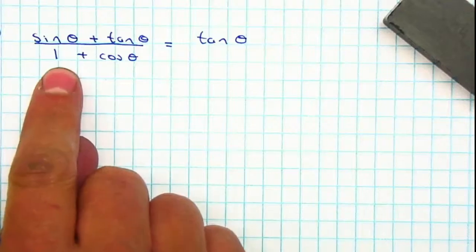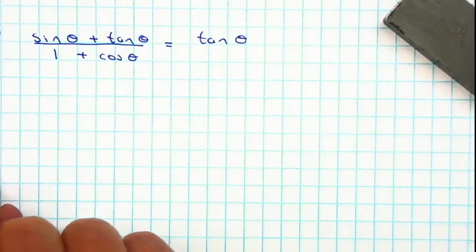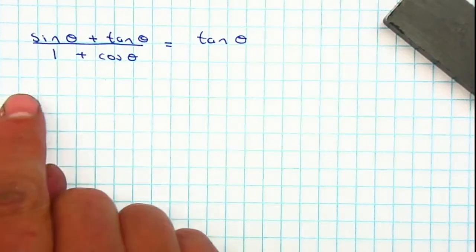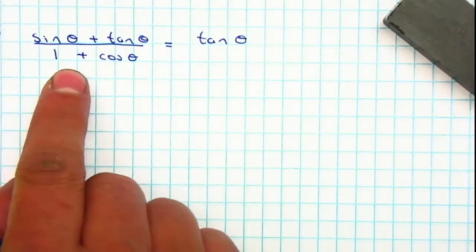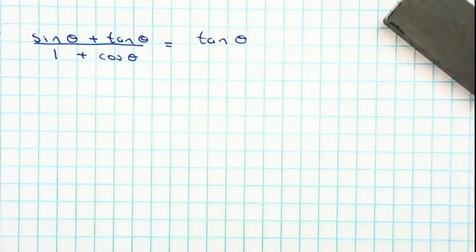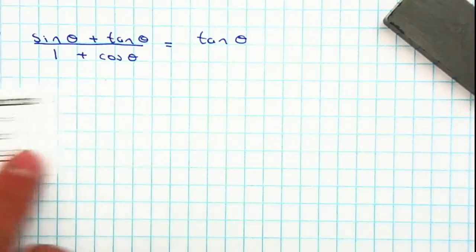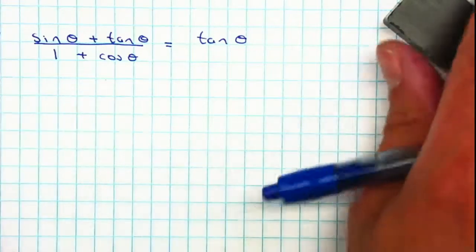On this problem, they're asking us to verify the identity. Now remember that our first strategy is to change everything to sine and cosine. Our second strategy is to recognize our Pythagorean triples or identities. And our third strategy is to recognize our difference of two squares.